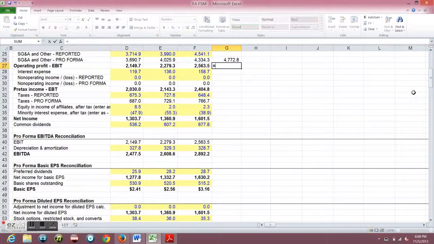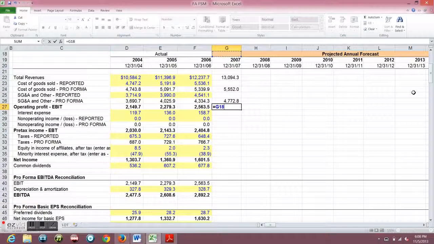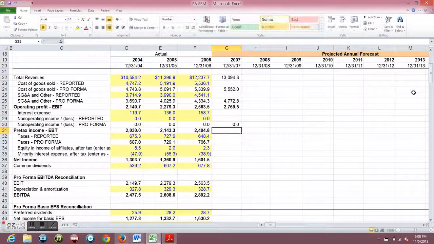And our operating EBIT is essentially how we calculated before. It's going to be our revenues minus our COGS minus our SG&A. Non-operating pro forma, we're just going to straight line this simply because we don't have enough information about that. And our interest expense, we are going to get to that later on in the financial statement model. This is probably going to be the most difficult part of the model.